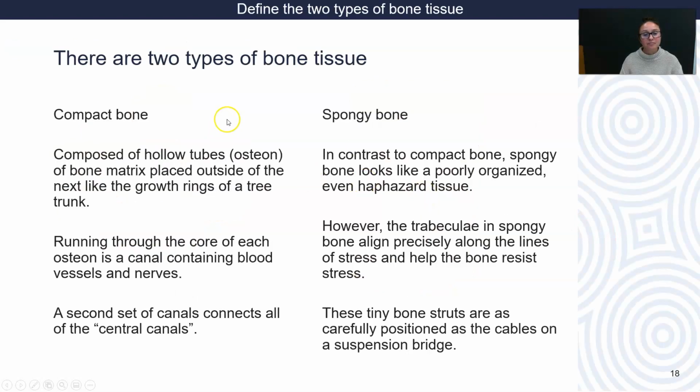All right. Now, there are two kinds of bone tissue. There is compact bone and there is spongy bone. What we're going to do is look at compact bone first and get our heads around how that is all put together, and then we're going to look at spongy bone.